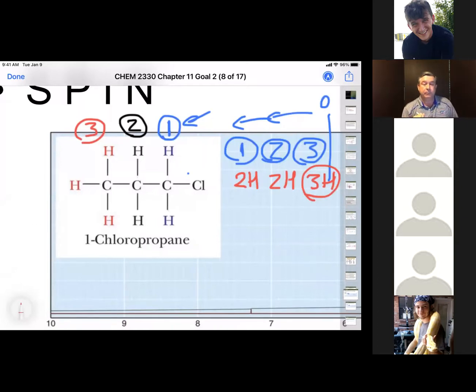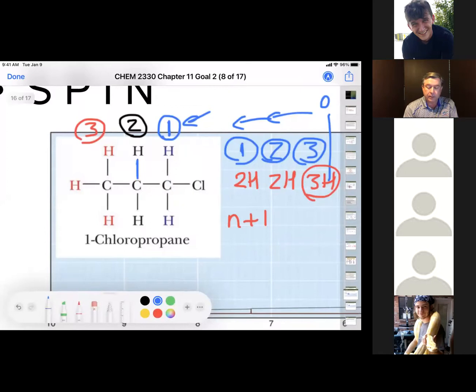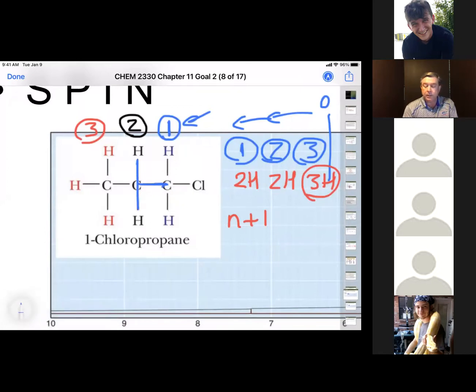Now let's do the splitting, okay? The splitting goes by our n+1 rule. So let's look at peak number one, okay? So this is a single peak, and how many hydrogens do we have within three bonds? 1, 2, 3, 1, 2, 3. The chlorine doesn't split, and these are equivalent. So we have two hydrogens that are within three bonds of this first peak. So that means our n is 2, which makes n+1 equal 3. So we should have a triplet. And notice when we have a triplet, the middle is always higher than the two side ones. It's just how it lays out.